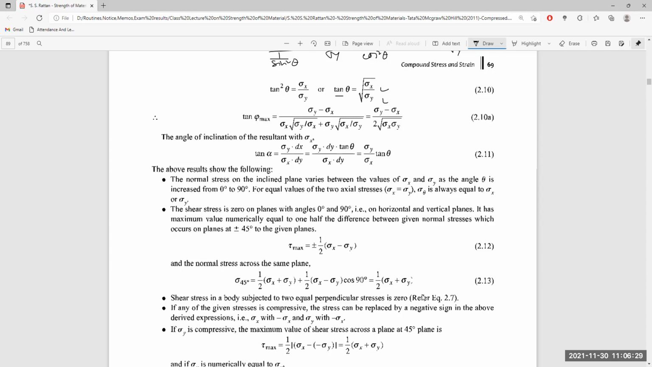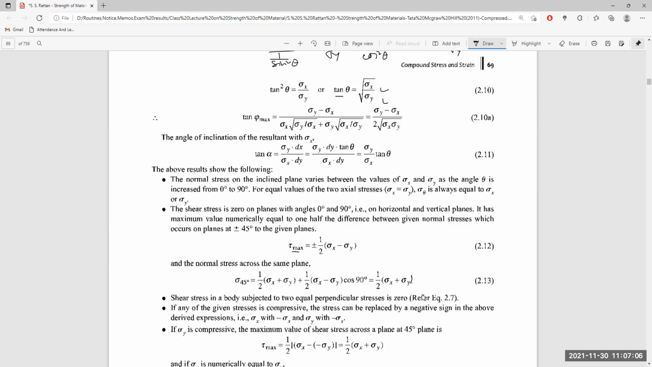So tau max is equal to half multiplied by (sigma x minus sigma y). And the normal stress across the same plane becomes sigma 45 degrees. Put the value of theta equal to 45, which means cos 90 degrees, which is equal to 0. So it becomes half of (sigma x plus sigma y). So tau max is equal to plus or minus half (sigma x minus sigma y), and there theta is not 0, but the normal stress is equal to half of the addition of sigma x plus sigma y.